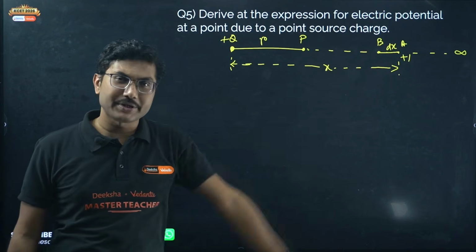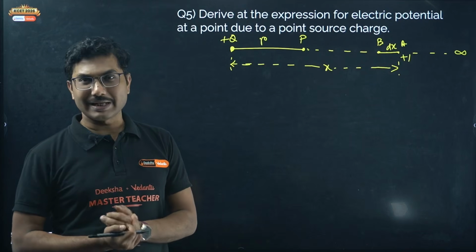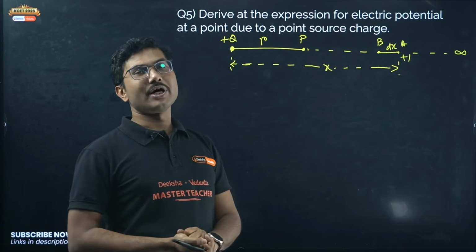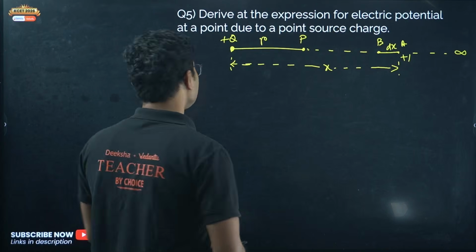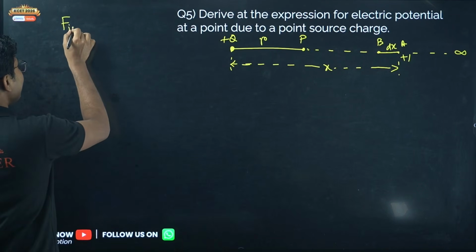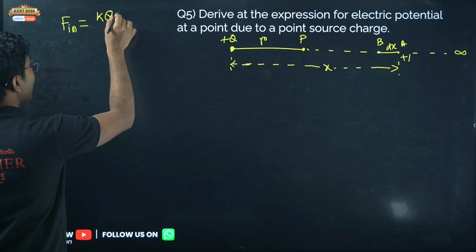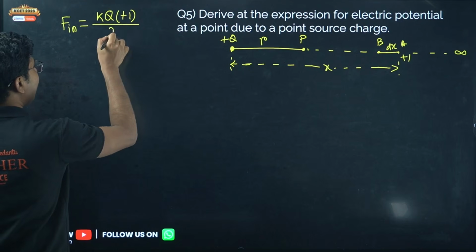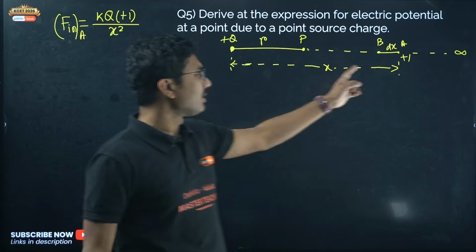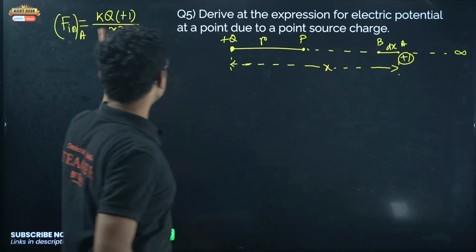If it were independent of the distance, you could have used the old formula of work done equals force into displacement and calculated it. But force is dependent on the distance. That's why we cannot solve it directly. We have to go with an indirect method. So what is the internal force? Internal force is actually Coulomb's law, kQ times 1 divided by x square, acting on the unit positive test charge at point A.